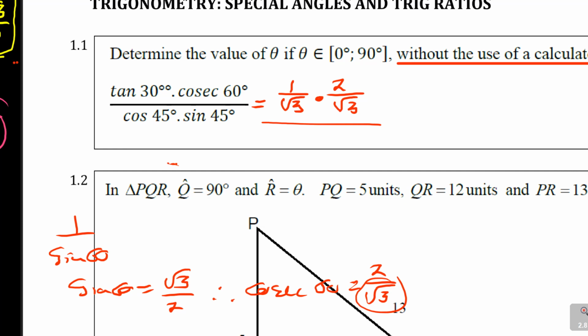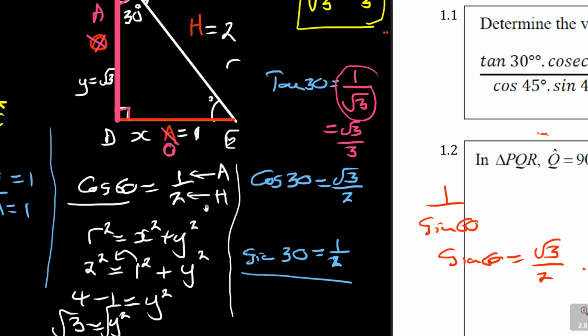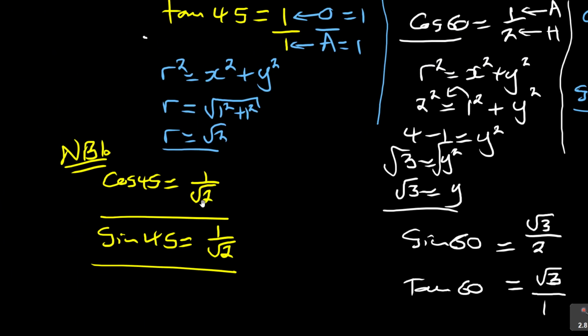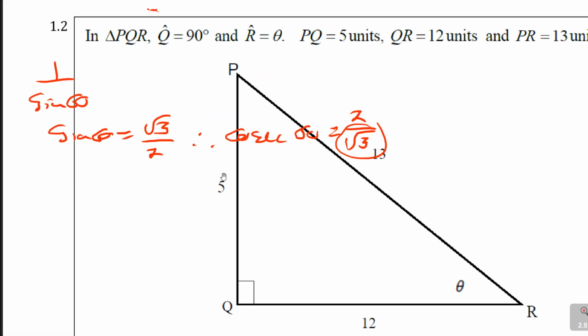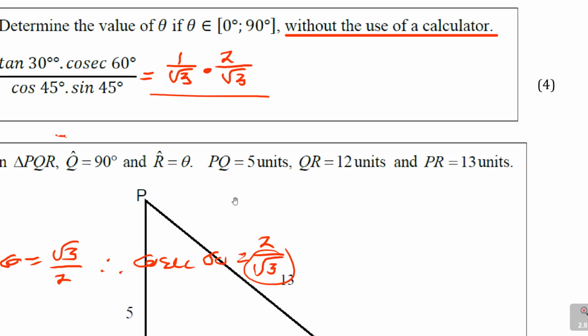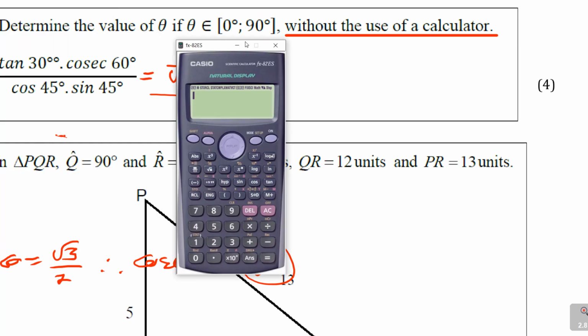But if you are used to them, you are not going to need a calculator, because look, cos 45 is 1 over root 2, sin 45 is 1 over root 2. But your calculator won't give you 1 over root 2. What will it give you? It will give you the rationalized, which is root 2 over 2, but you write 1 over root 2.